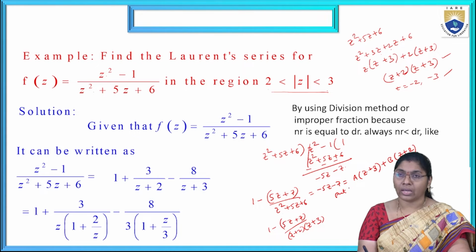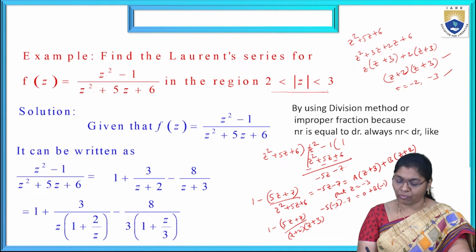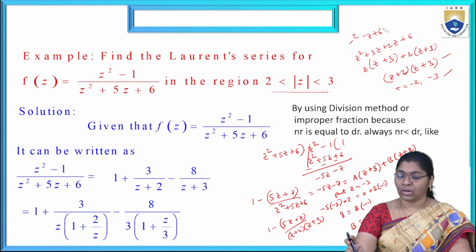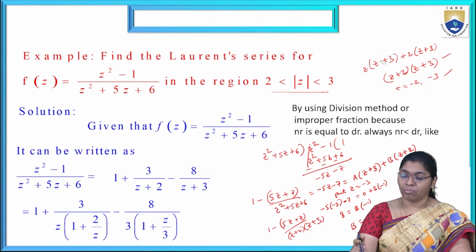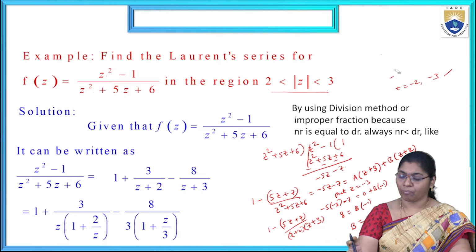Now the simplest method is to put z equal to minus 3. That means this total term becomes 0. That means minus 5 into minus 3 minus 7 equals this term, which is 0, plus b into minus 3 plus 2. Minus 3 plus 2 is minus 1. Now it is total minus 15 minus 7. Minus into minus gives plus 15 minus 7, that is 8. 8 equal to b of minus 1, so b equal to minus 8. The first partial fraction is completed.